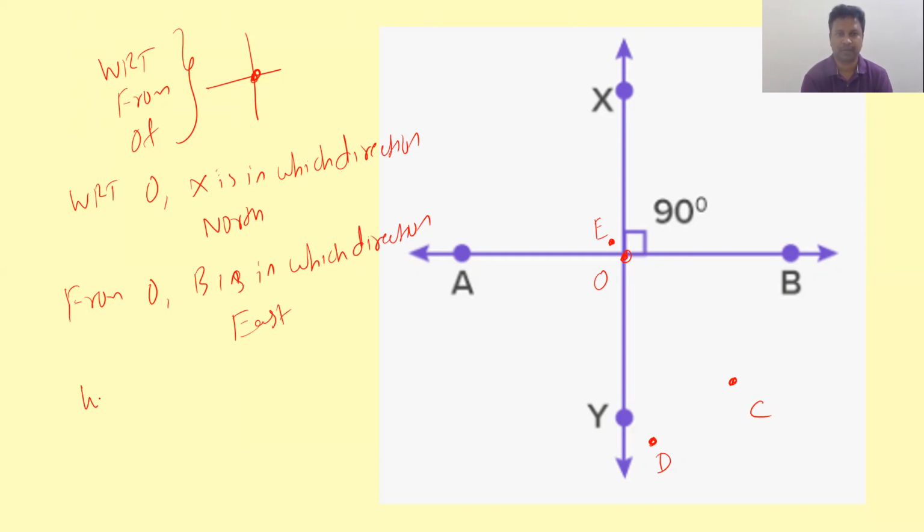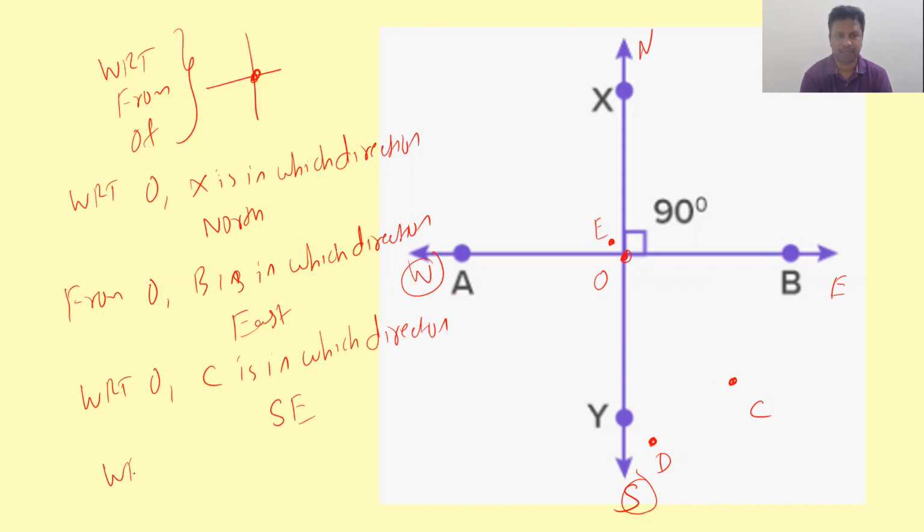Suppose they are asking with respect to O, C is in which direction? This is east, we know it. This is south, we know it. This is north, and this is west. So C is in the southeast direction.